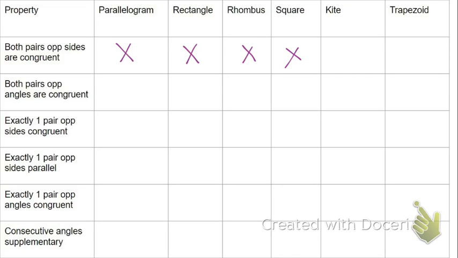Both pairs of opposite angles are congruent. Again, that is one of our properties of a parallelogram, so it has to be true for every type of parallelogram.